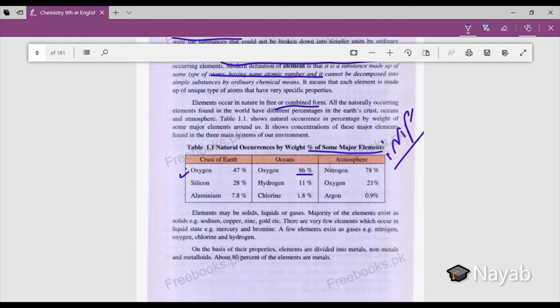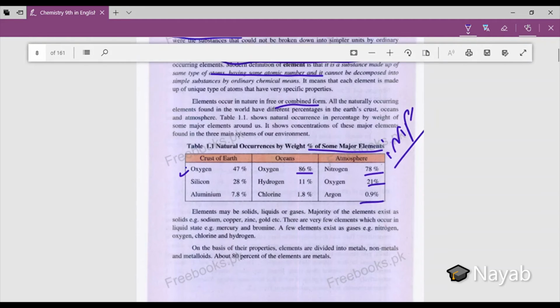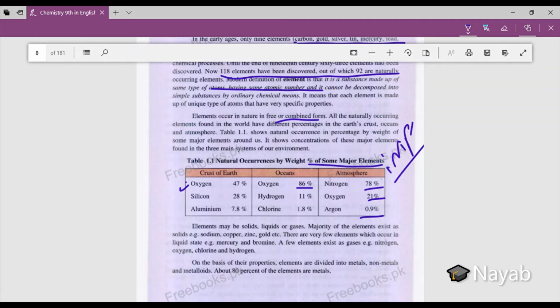Okay, now let us read the percentages for the atmosphere. This is very, very important and we should know it. What is the percentage of gases present in our atmosphere? Nitrogen is 78%, oxygen is 21%, and argon, a noble gas, is 0.9%. Oxygen is very necessary because we inhale oxygen for respiration, and nitrogen is also very important for the nitrogen cycle. Now come back to the paragraph. It shows the concentration of these major elements found in the three main systems of our environment.